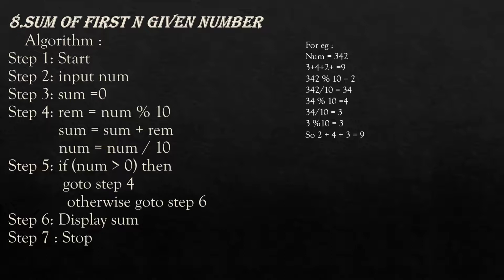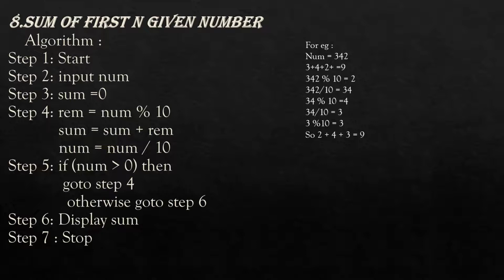So we'll see from step 4. We have initialized sum equals 0. Now remainder equals num mod 10. What is num? Num is 342. 342 mod 10 is 2. So the value 2 will be stored in the remainder variable.